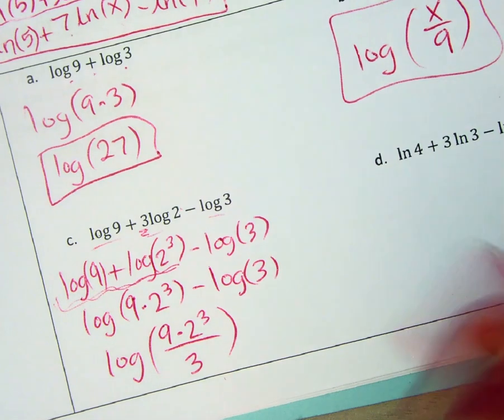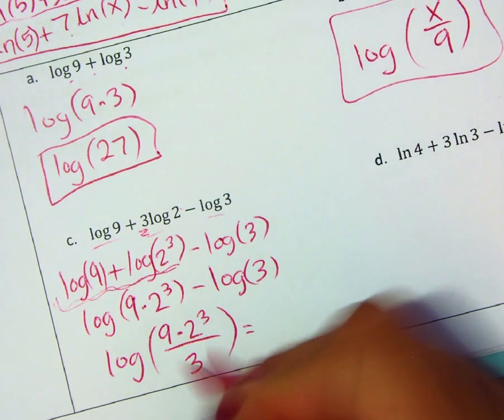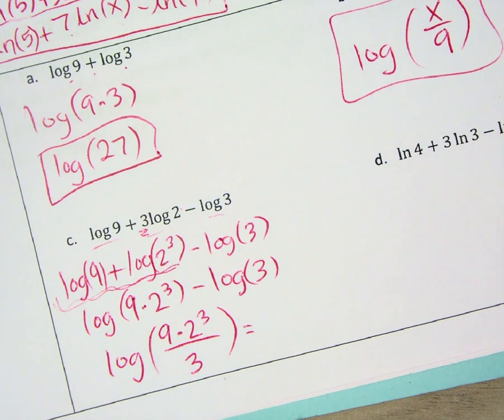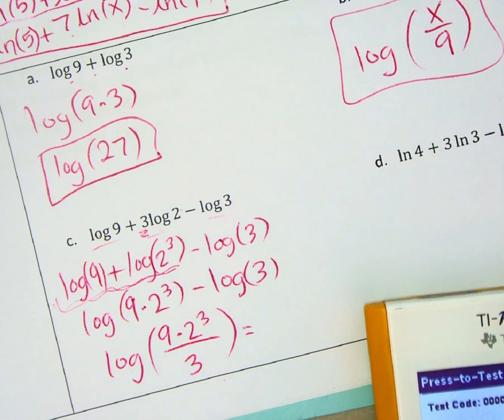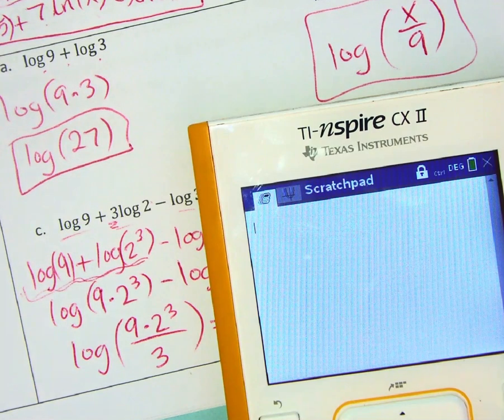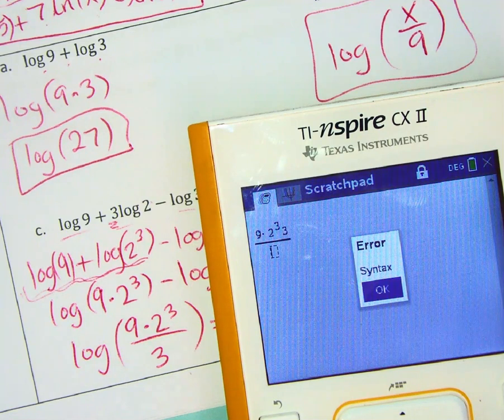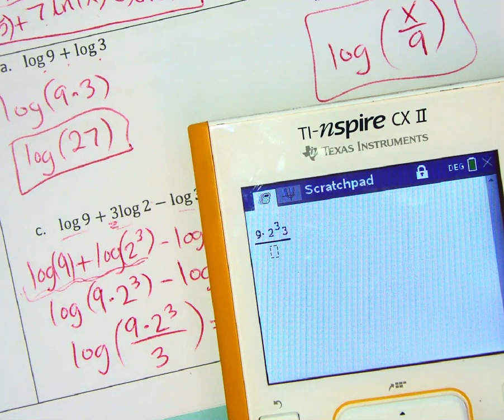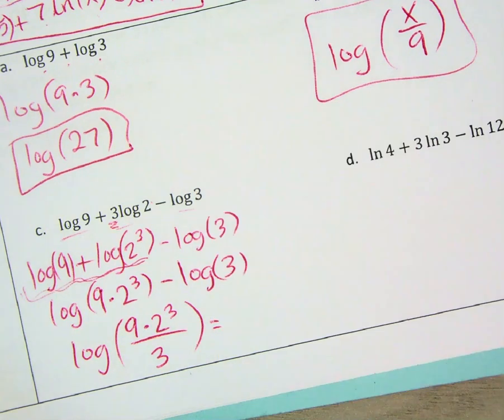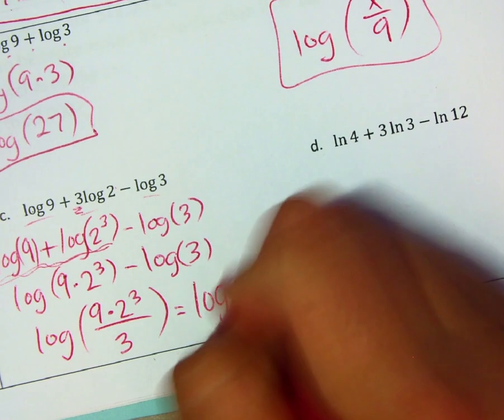And we write it as a log. This needs to be simplified because all of it is numbers. You can just simply type it in your calculator or do it by hand. If you do it in the calculator, you will want to type 9 times 2 to the 3rd power divided by 3. Oh, I typed it wrong. And it gives you 24. So this is the same as saying log of 24.